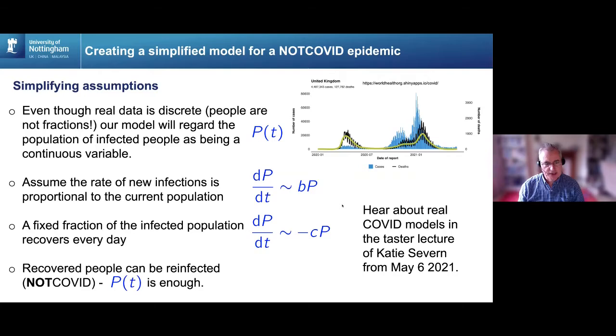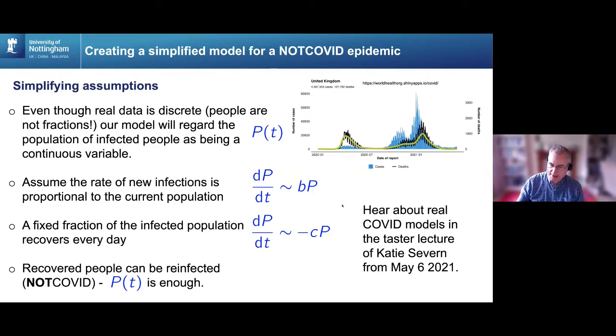The last simplification I'm going to make, which makes it not COVID, is that after people are recovered, they can be reinfected again. So you don't get immunity from this not COVID epidemic. I do that because it'll simplify the model. It means that I don't have to keep track of how many people are immune as well as how many people are infected. It makes the model a little bit simpler.